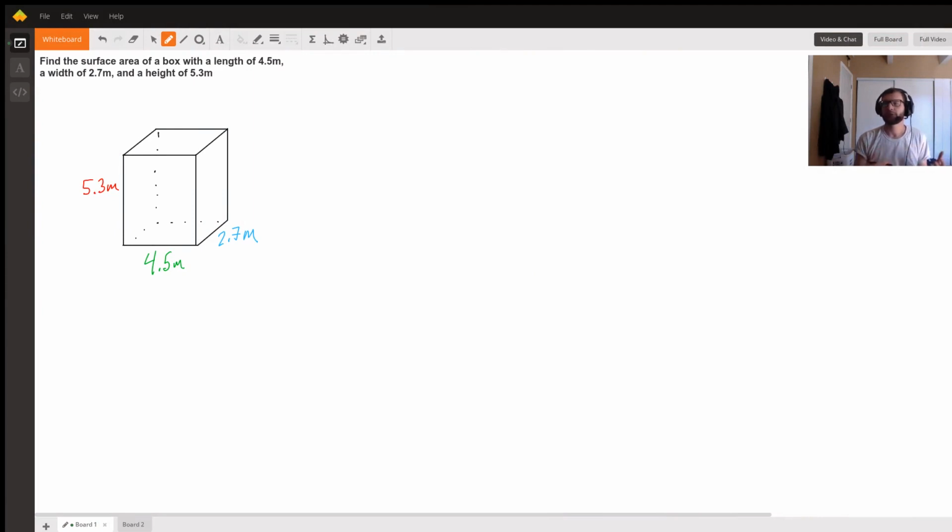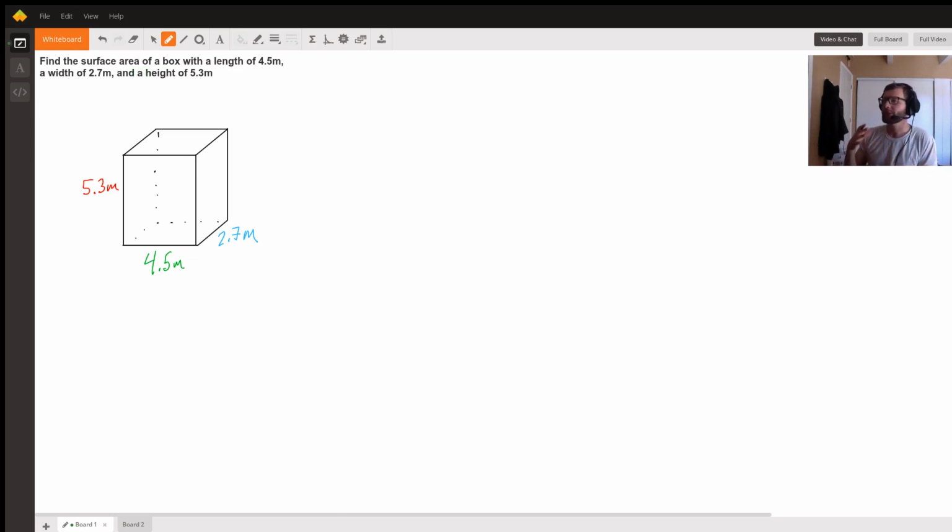So the question is asking about finding the surface area of a box. A box has six sides, and you can think of it like sitting in a room. You have the ceiling, the floor, two walls to the side of you, and then two walls on the front and back. So it's like you're sitting inside this box. It's kind of like a room.